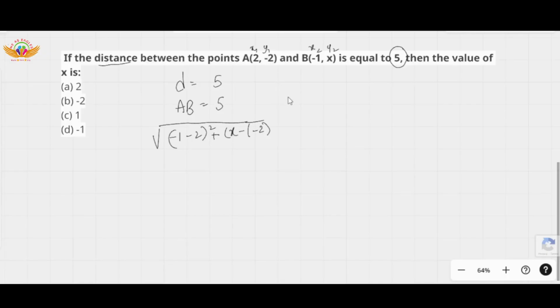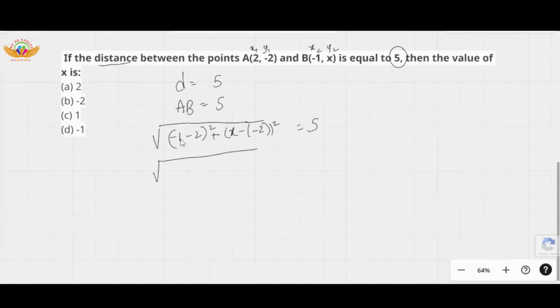Please, signs in mathematics and science look so small, but they play a very vital and important role. If you miss one small sign, the entire problem goes wrong. So please be careful of writing the signs and copying the signs carefully. Whole square is equal to 5.